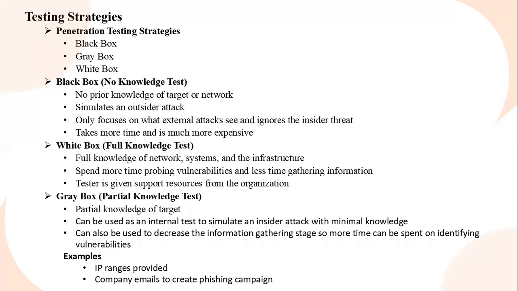The testing strategies, I've mentioned this during my introduction and in the previous module. So you have different testing strategies. So you can have black box where you don't have all of the information, gray box where you have limited knowledge, the white box where you have good amount of information. So for black box, no prior knowledge of the target. For white box, full knowledge of the network, system, and infrastructure. Gray box where you have partial knowledge, right?